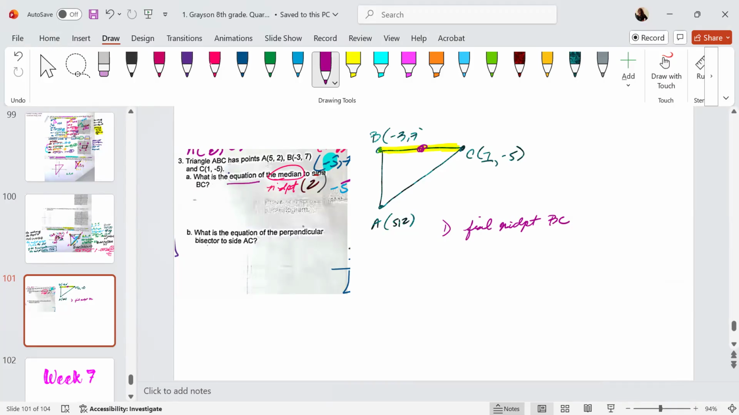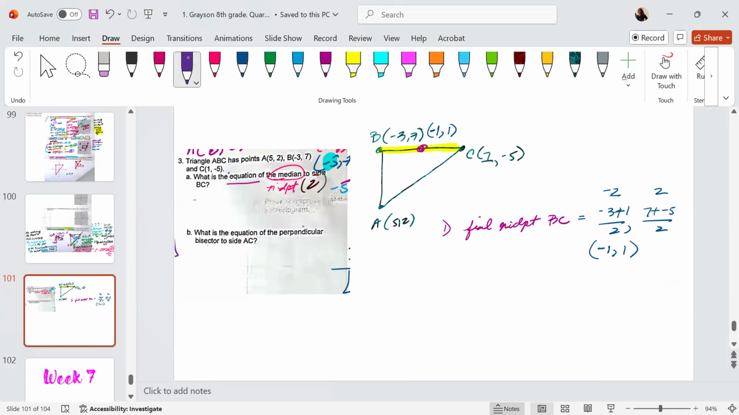But then I need to find the equation. But I don't even know how I'm going to find the equation yet because I have to find the midpoint first, right? Okay, so let's just find the midpoint. So the midpoint of BC is going to be -3 plus 1 divided by 2 for the x, right? Yeah. 7 plus -5 divided by 2, correct? Yeah. That's a -2. This is a +2. So it's -1, 1. That's the midpoint, right? Yeah. We good? Okay.